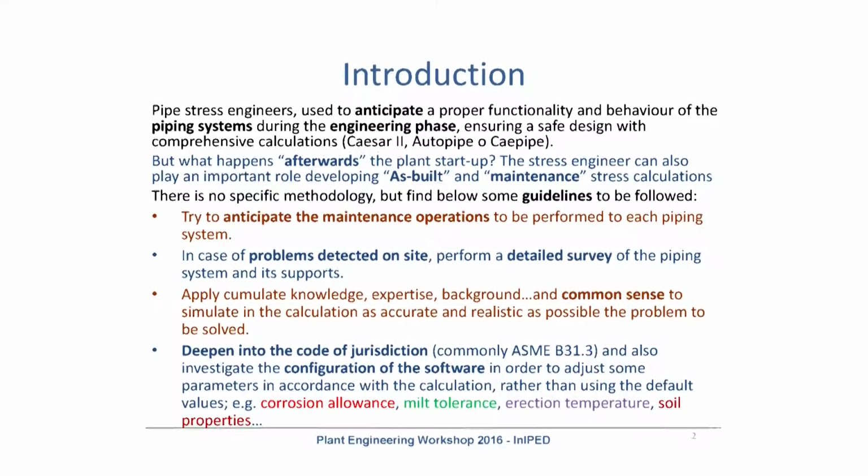For these different or not so usual calculations, there is no specific methodology, but we could try to follow some guidelines. Regarding the maintenance operations that need to be performed at site, try to anticipate which operations are required for each piping system. In case of problems that we may detect on site, like excessive deflection or misalignment of the supports, before starting the calculation, perform a detailed survey of the piping system at each support.